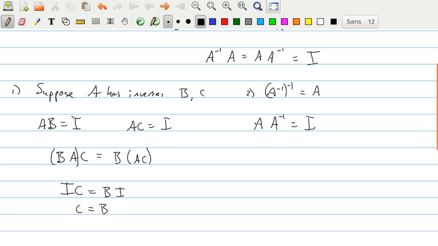It's the matrix A. So I know that A times A inverse is the identity by what we have up here. And by definition of inverse, A inverse inverse times A inverse is the identity. So now this A and this A inverse inverse are playing the role of B and C from the previous step. By the uniqueness of inverses, I know that they've got to be the same. A inverse inverse has to be the same as A.